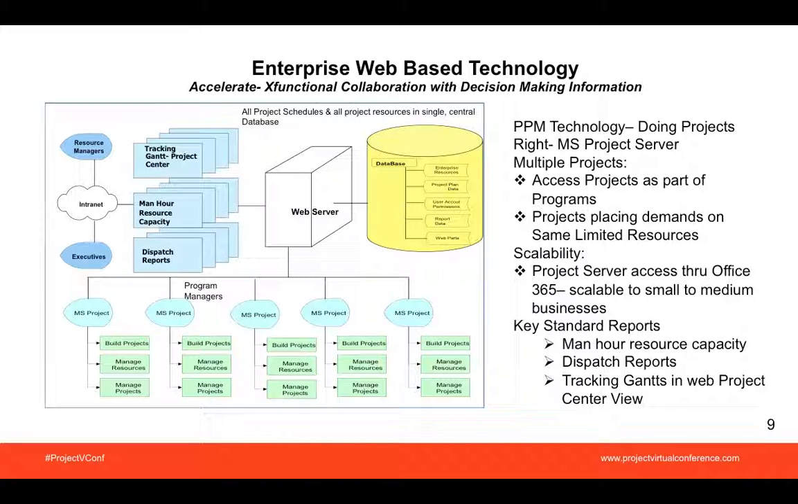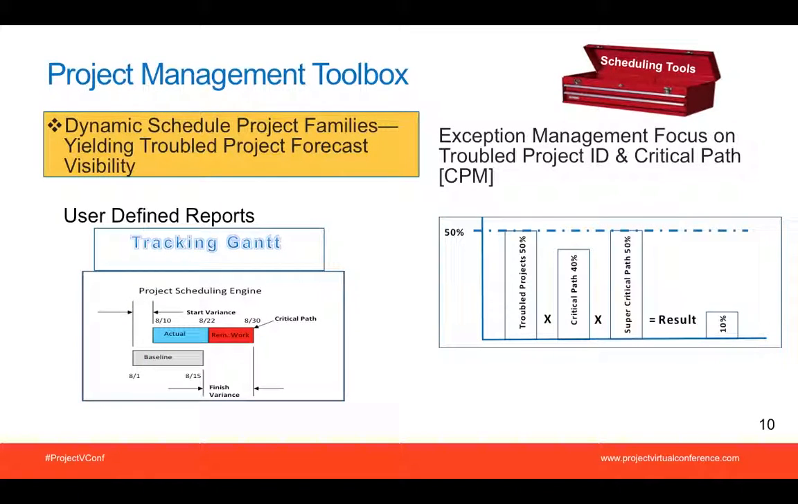So next let's look at how we're going to leverage EPM by application solution techniques to the industry's capital expenditure program and project needs. This is represented by the scheduling toolbox in the upper right-hand corner. And this scheduling toolbox consists of several things. The key thing is a dynamic schedule project family, which will yield a troubled project forecast visibility that most people never attain.